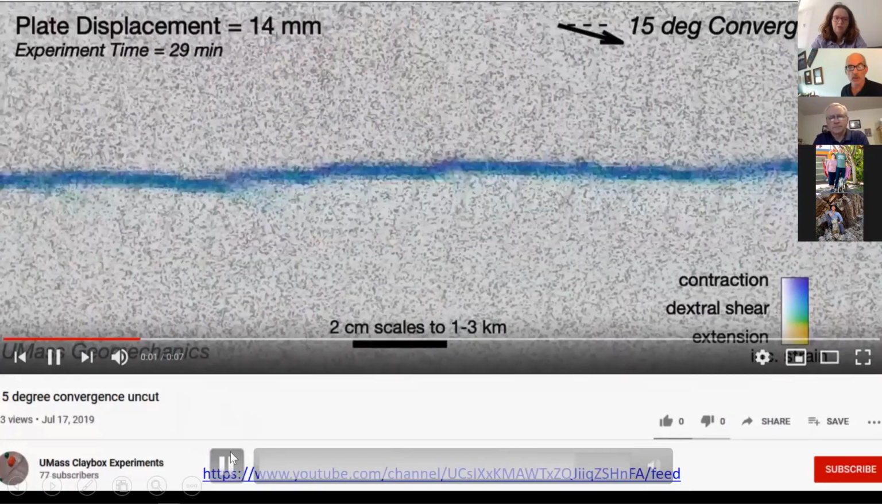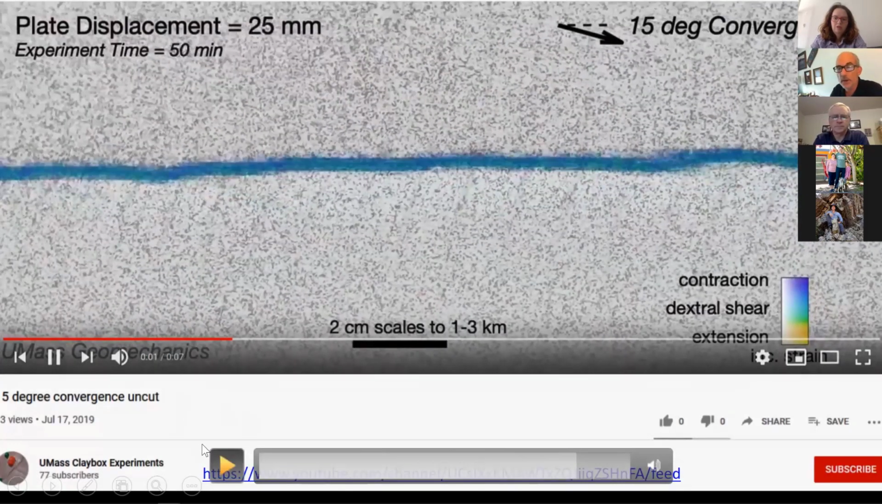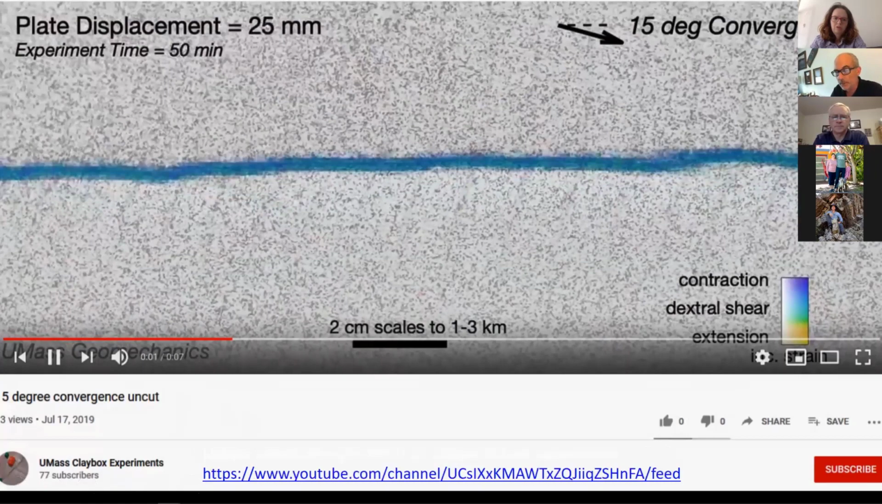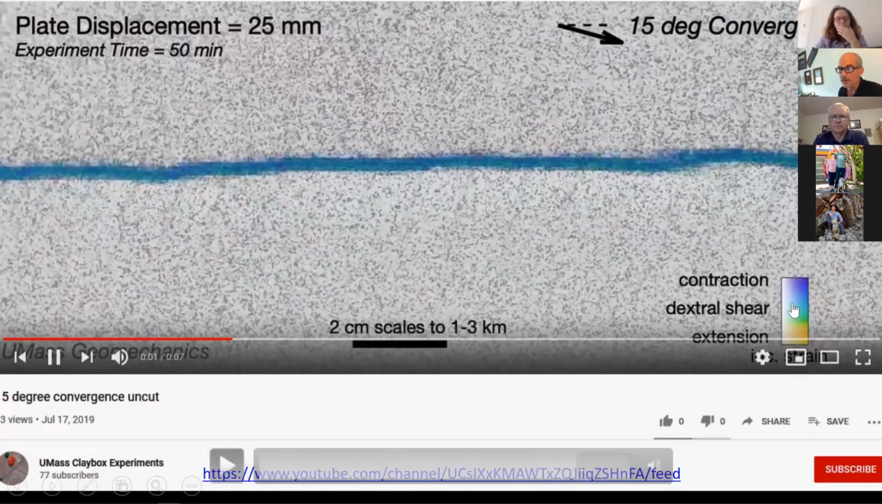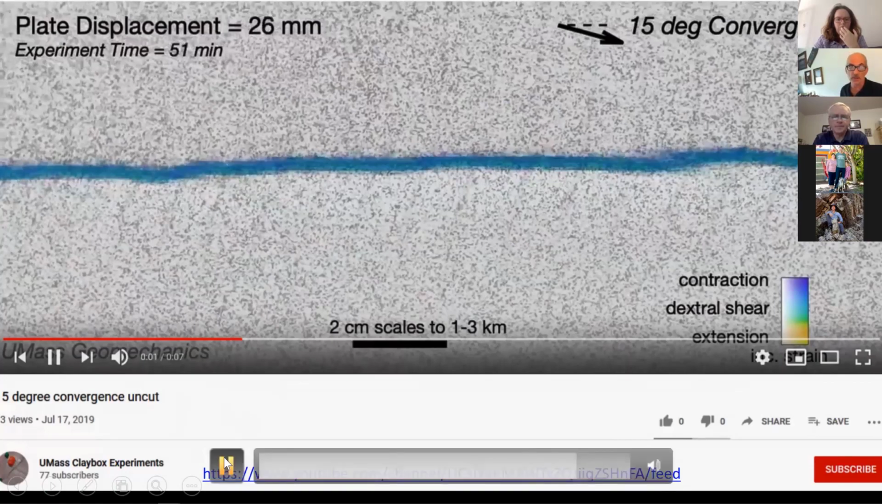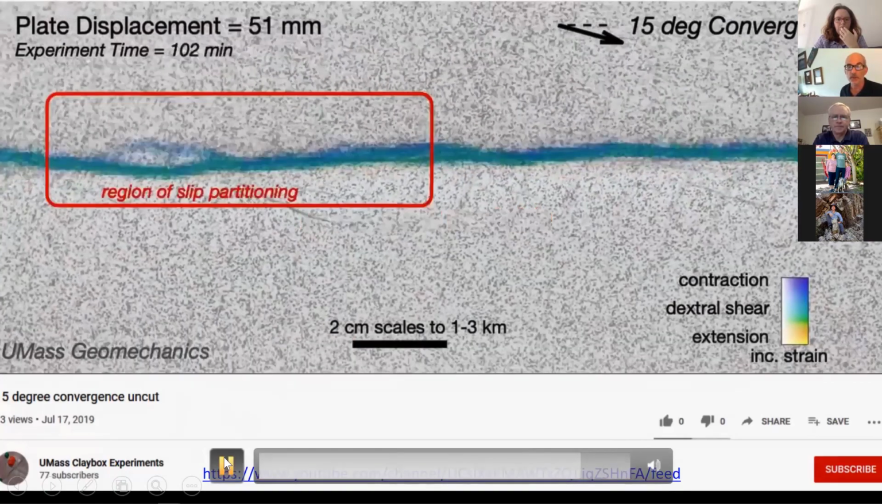So just a couple more. This one is convergence. So they're not only shearing, they're also pushing the two walls of the thing together. And what you want to see is the green would be sort of shearing, but once you start to get some purple, it means it's really contraction, or almost like reverse faulting.